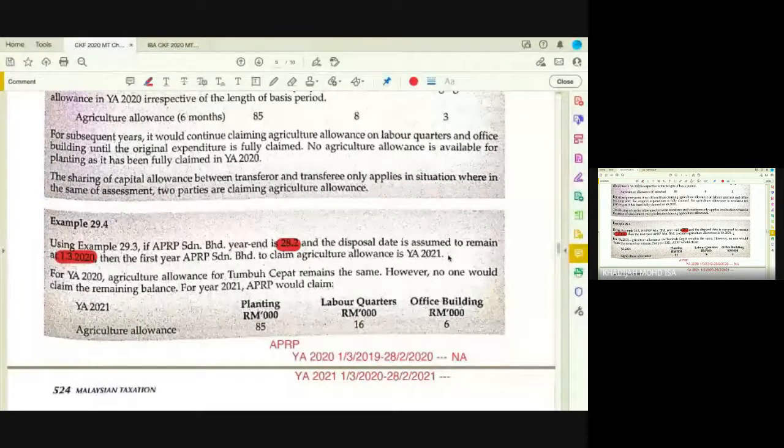So that's why in this example, APRP cannot claim for YA 2020, because YA 2020 ends on 28th of February 2020. So as at that date, you do not own the asset yet. If you do not own the asset, how could you claim the allowance? So you can only claim the allowance in YA 2021.